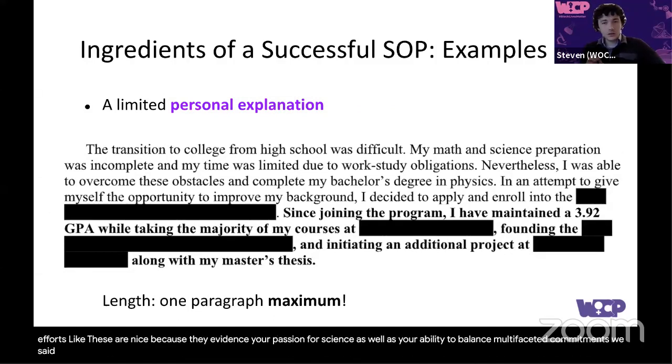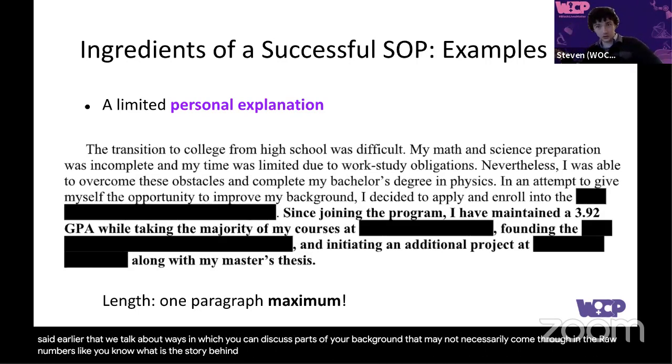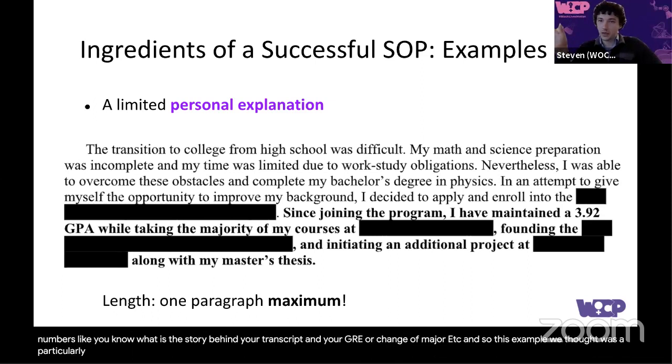We said earlier that we would talk about ways in which you can discuss parts of your background that may not necessarily come through in the raw numbers, like the story behind your transcript or your GRE or your change of major, et cetera. This example we thought was a particularly skillful way of addressing that question. So let's look through it closely together.